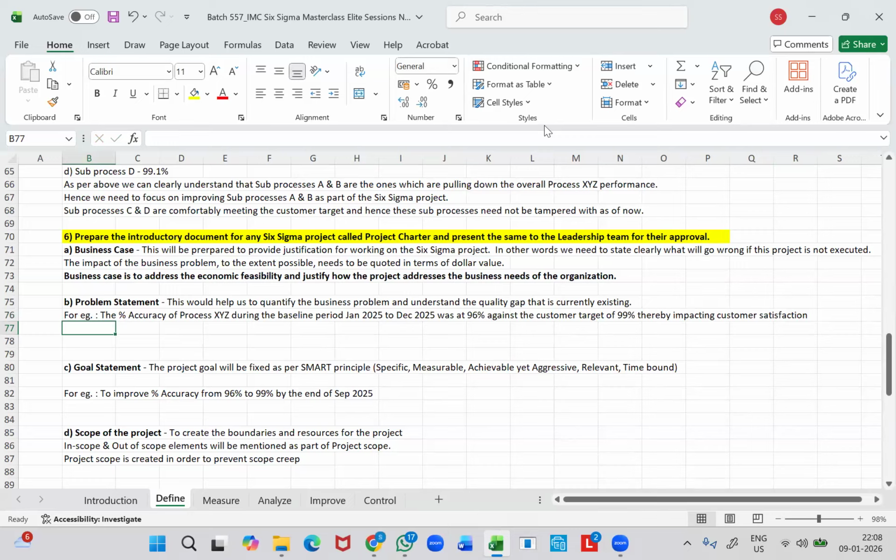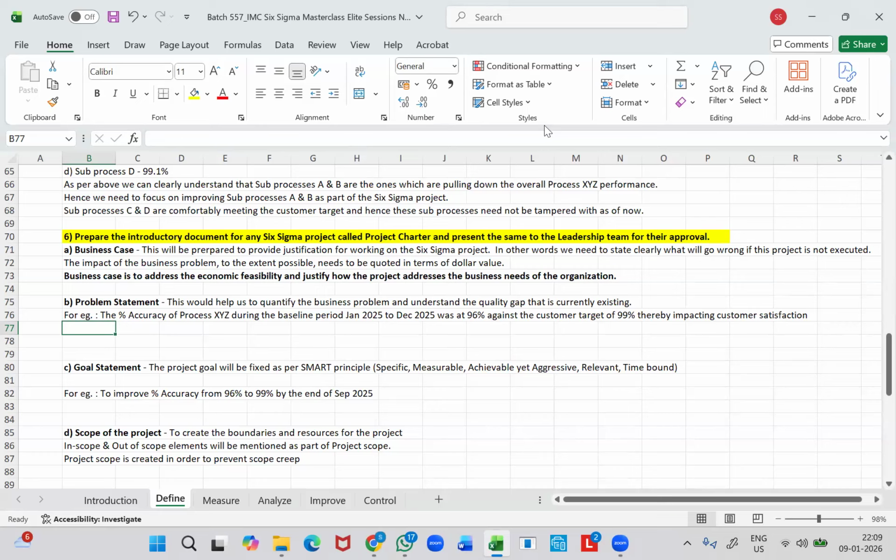So the baseline measure for the accuracy percentage was only 96% against the customer target of 99%, thereby impacting the customer satisfaction. We are able to understand not only the baseline performance of the CTQ metric, which would be reflecting the business problem, but we will also be able to understand the quality gap. So what is the quality gap? This is the difference between the target measure and the current measure. Target measure is 99%, current measure is only 96%. So there is a 3% quality gap which needs to be bridged as part of this project exercise.